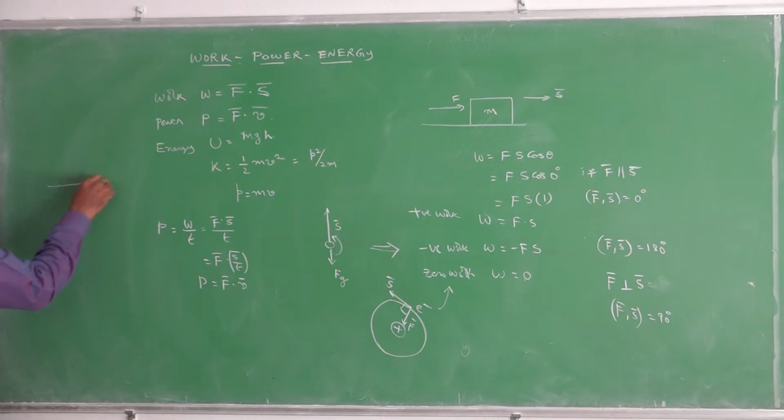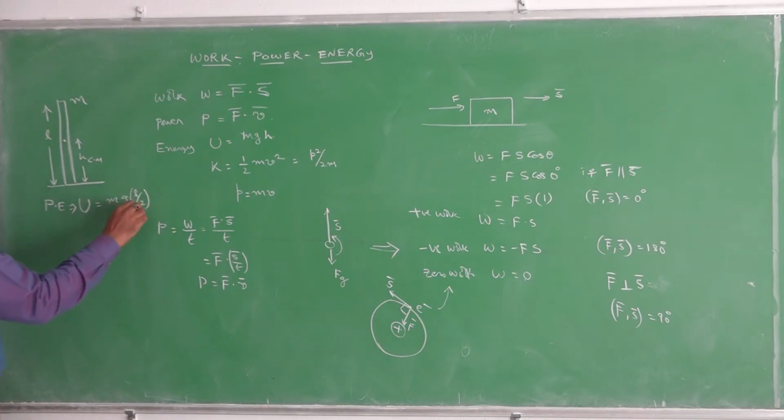Suppose here is an object of mass m having length L. Its potential energy, generally represented with U, can be identified by taking the product of m into g into height of center of mass of the object. This is height of center of mass. The height of center of mass is L by 2 in this case.